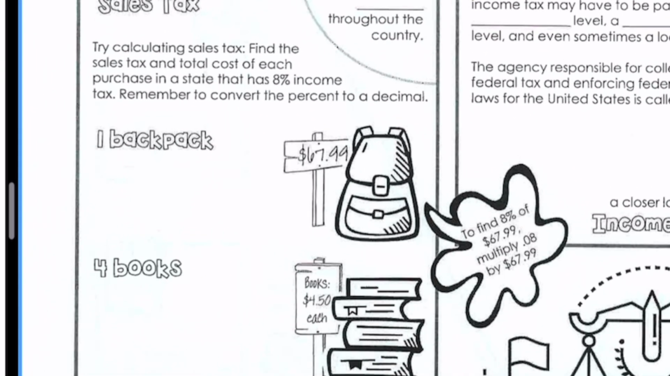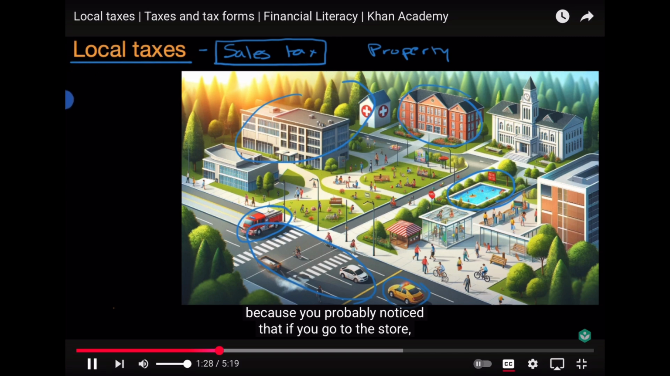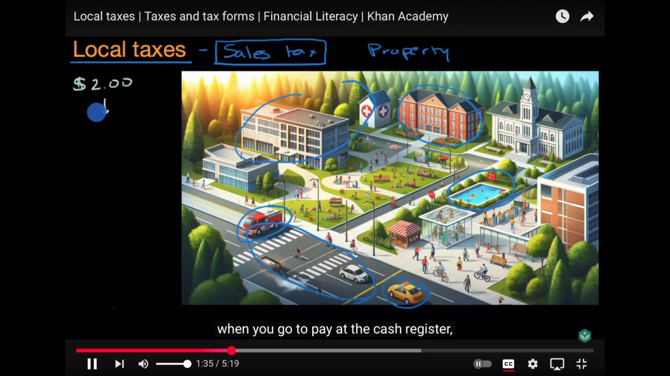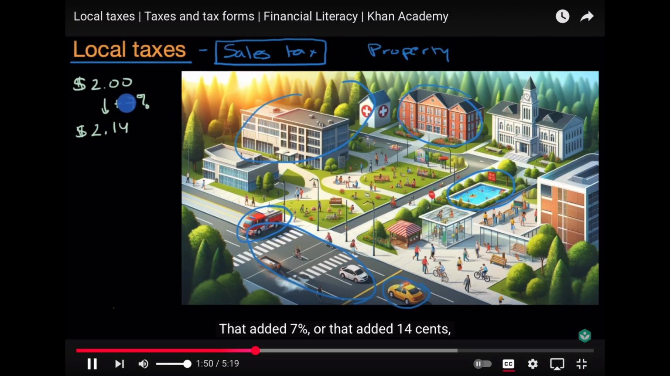Sales tax, income tax, let's look. Sales tax is probably the first type of tax that I became familiar with, even when I was very young, because you probably noticed that if you go to the store and something costs $2, then all of a sudden when you go to pay at the cash register, they're charging you $2.14. What they really did is they charged an extra 7%. 7% of $2 is 14 cents. They added that on, and that is sales tax.